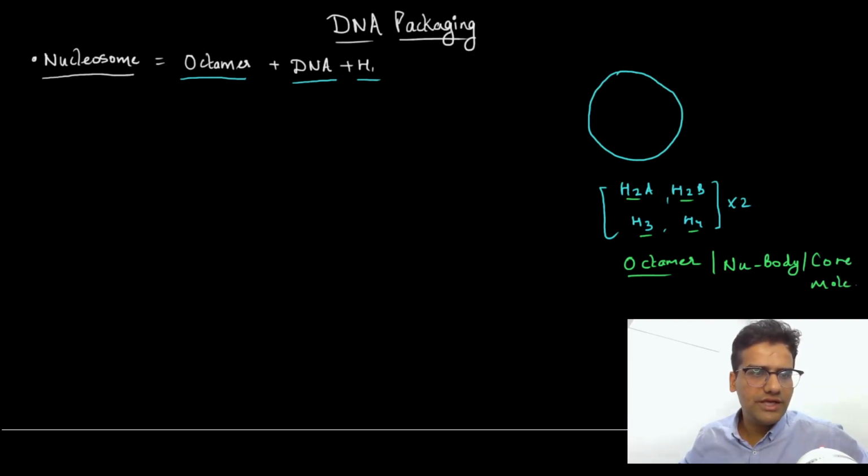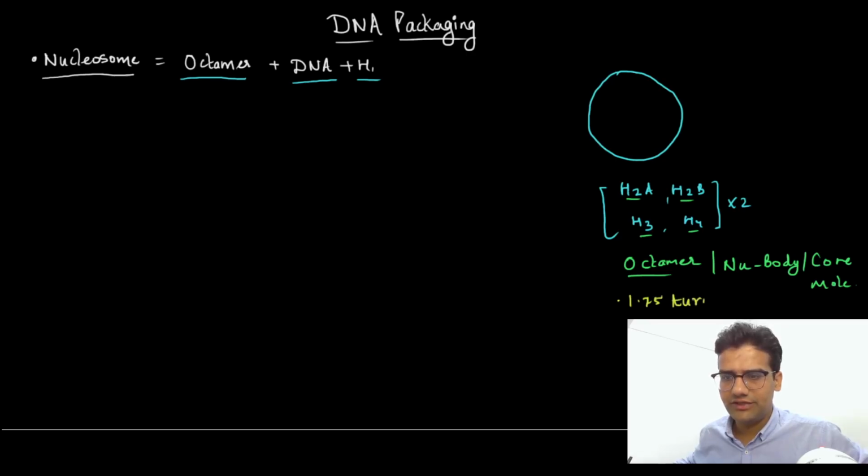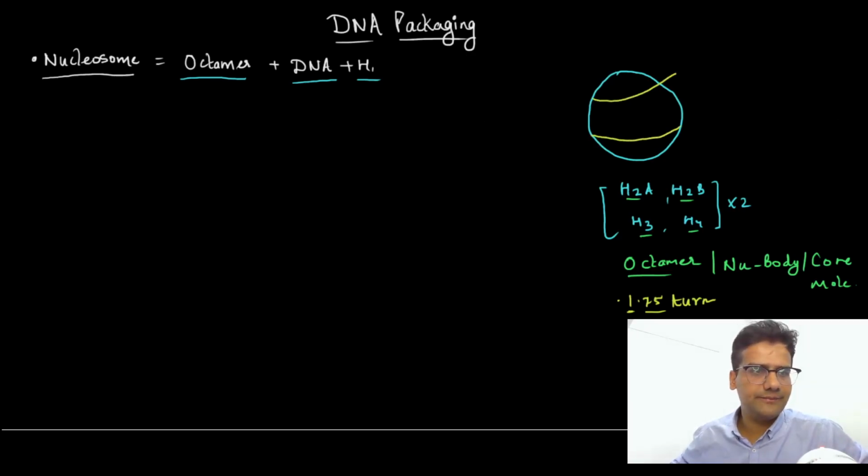Our DNA is wrapped around this ball-like structure. There are 1.75 turns of DNA: 1 turn is complete and the other is three-fourths. So this is our octamer, and it is present in this way.